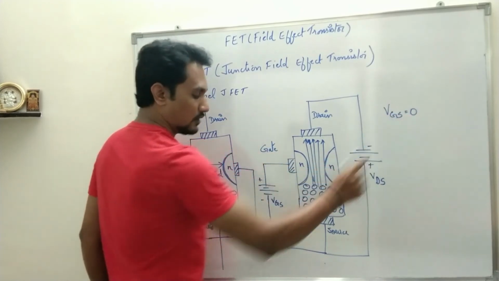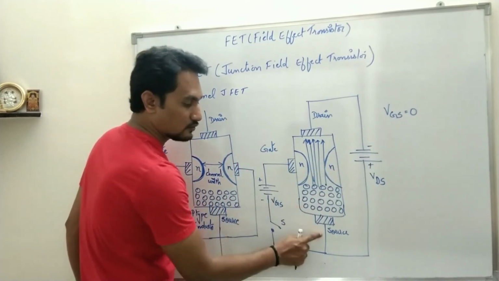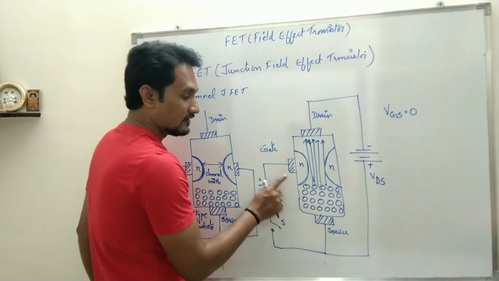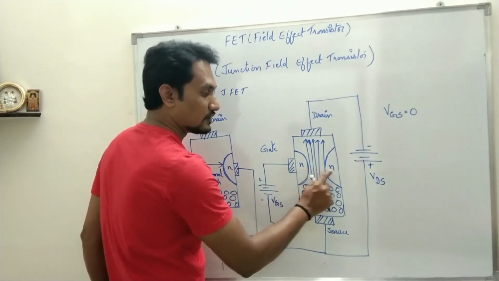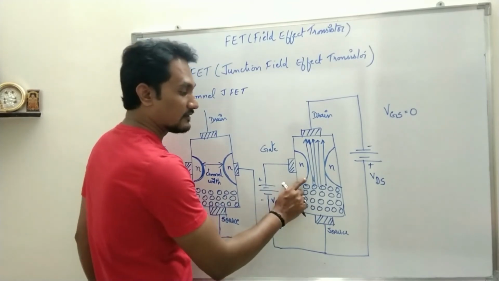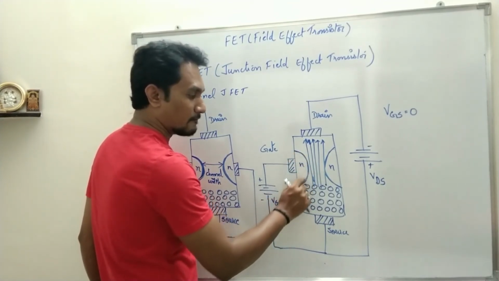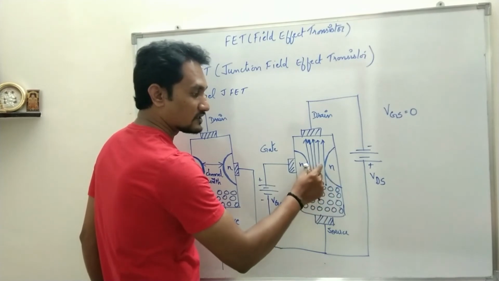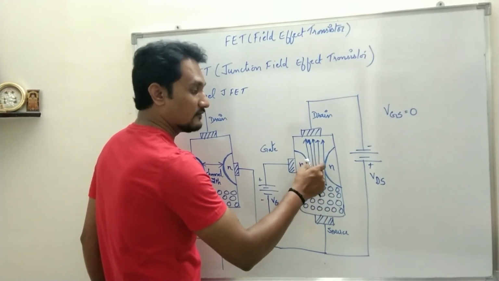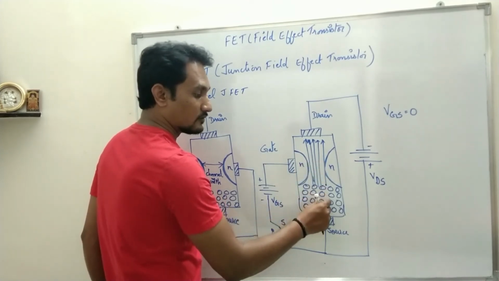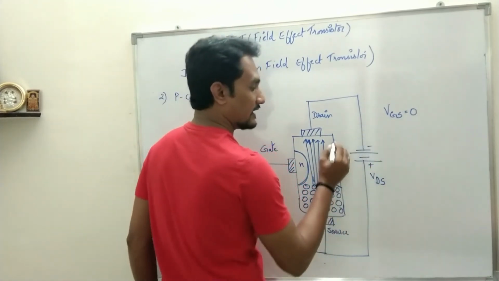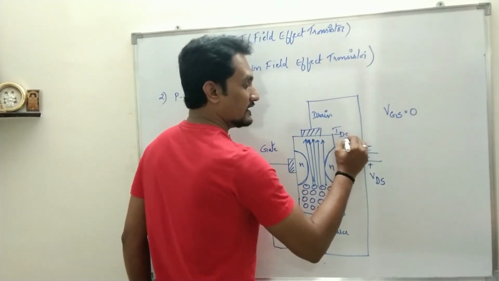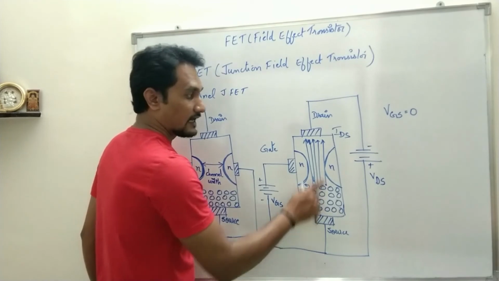When VGS is equal to 0, that means there is no gate to source voltage. If there is no gate to source voltage, there is no reverse bias potential to the PN junction. The depletion layer width will be very small or minimum at that point. So the channel width between these two PN junctions will be maximum, and if the channel width is maximum, the charge carriers which move from source to drain will be maximum, and that current which flows in the transistor is called IDS.